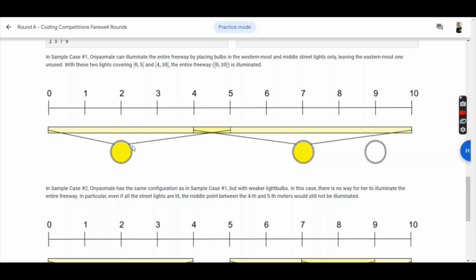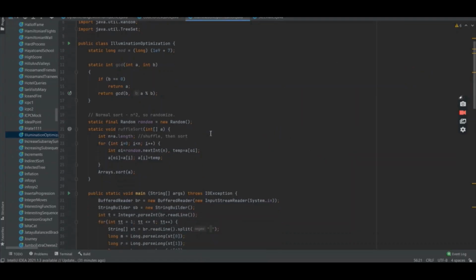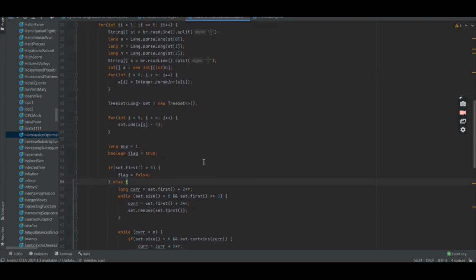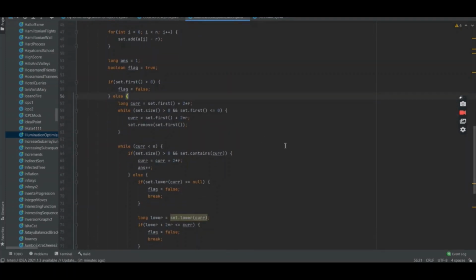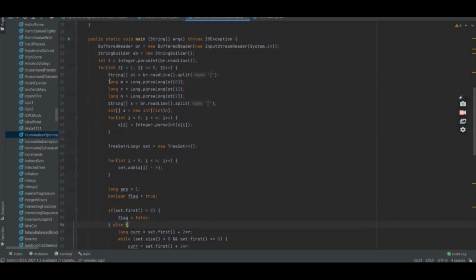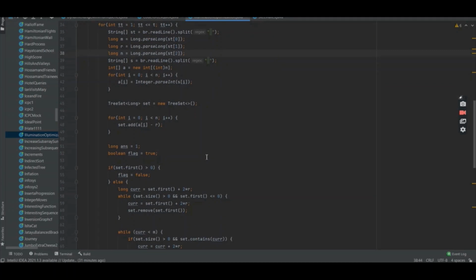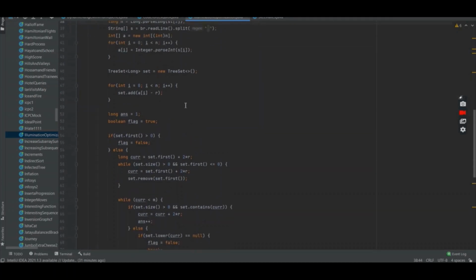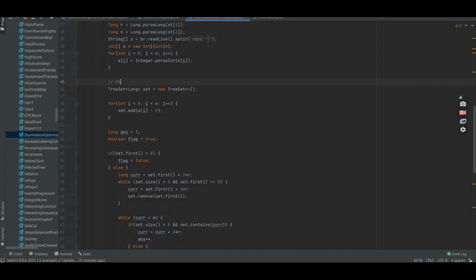So let's move on to the code, and let's see. This was the code. It is quite messy. I could have written it better, but let's just see it. I have inputted all the things here, like the positions of the bulbs, the number of bulbs, and so on. I'm going to maintain a set. This is a TreeSet that will store the first position or the beginning position of each bulb, of each street light.